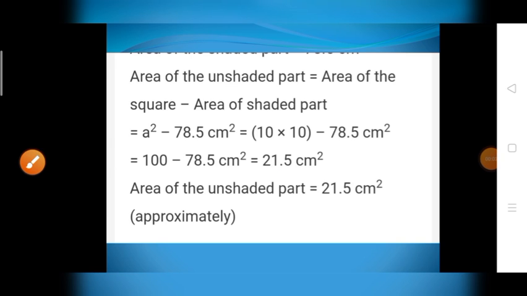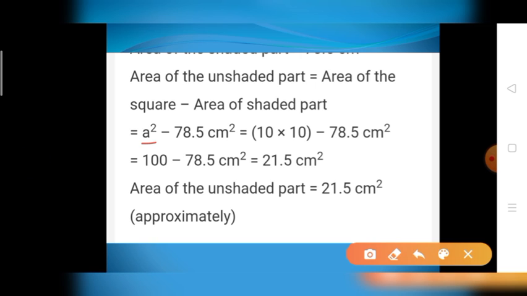Area of the unshaded part is equal to area of the square minus area of the shaded part. Area of the square formula a squared, and the area of the shaded part is 78.5 centimeter squared. a value 10, 10 tens are 100, 100 minus 78.5, subtracting gives 21.5 centimeter square. Therefore the area of the unshaded part is approximately 21.5 centimeter square.